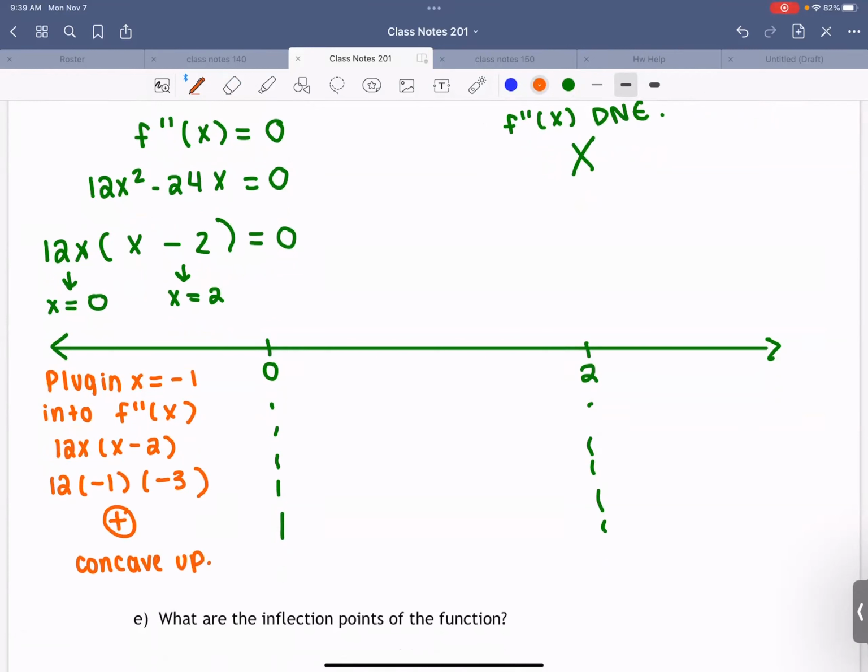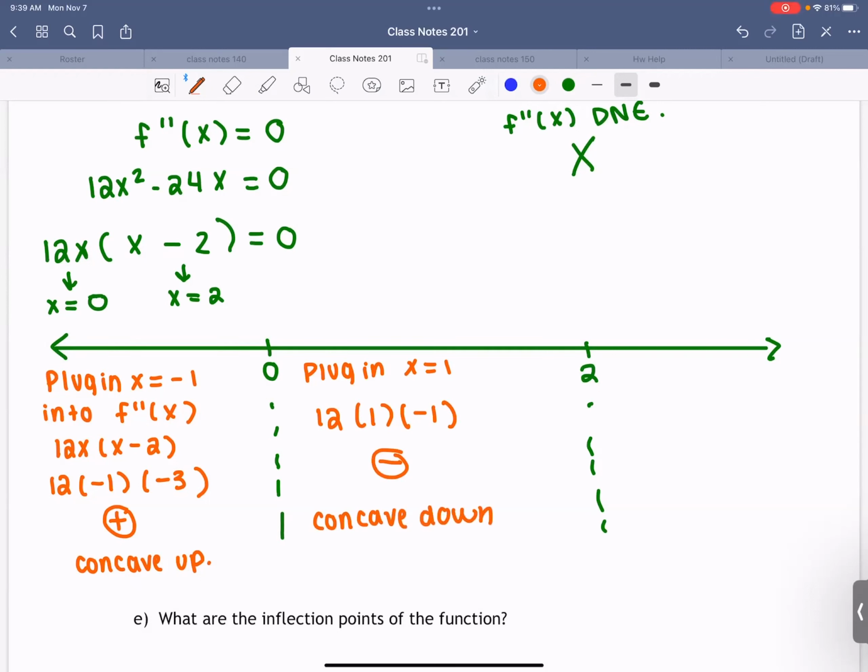I'm going to do this one, plugging in a number between 0 and 2. Well, 1 is a good one to plug in, right? If you tell me to plug in a different number, I'm going to dock your grade by like 10 points. I'm plugging that into the second derivative. So this becomes 12 times 1 times 1 minus 2, which is -1. Is this going to be positive or negative? Negative, so we're concave down.